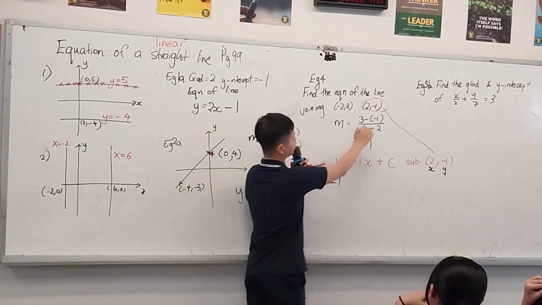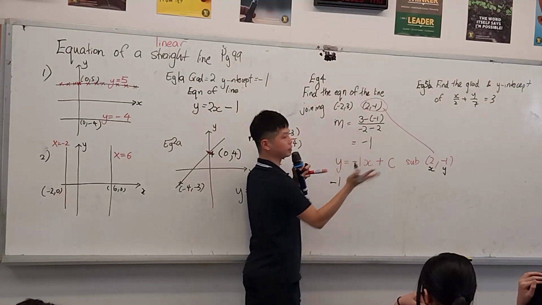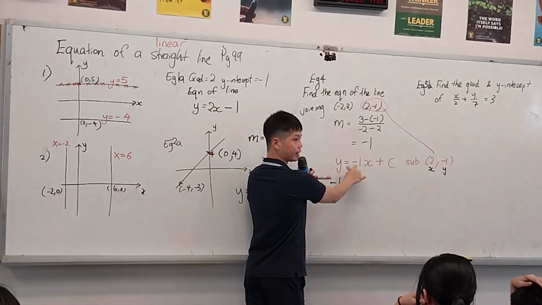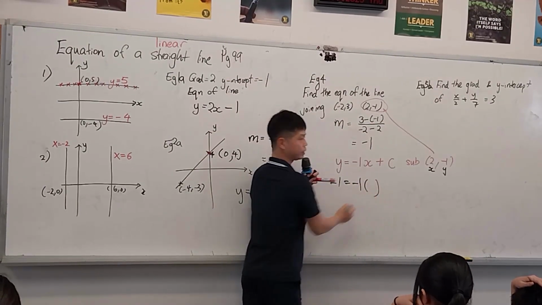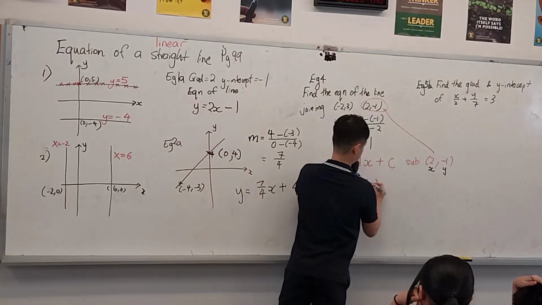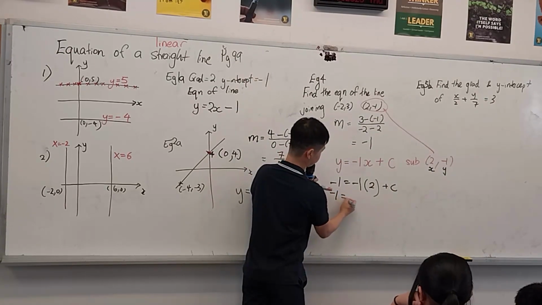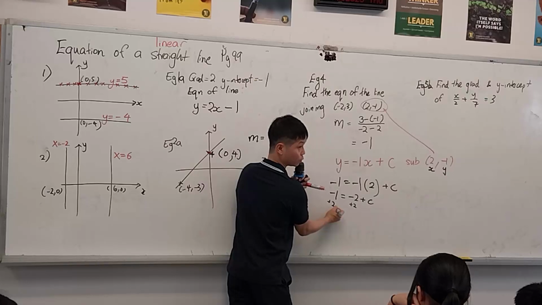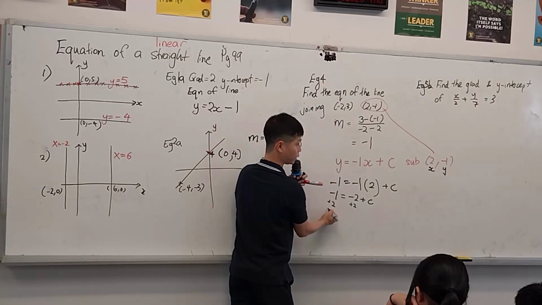Following? Oh, you can choose any point lah. Your friend chose this point, so I use this one. You can use the other one, you get the same answer. Okay, next. The gradient is negative 1, so I just copy it down. What is the x value I must put? I must use 2. Plus the c. Now you can see the c value can be found if I do some basic algebra. Plus 2, plus 2. So c equals 1.